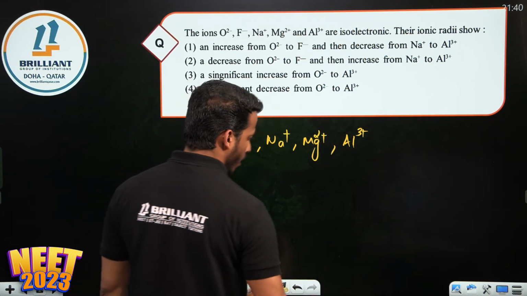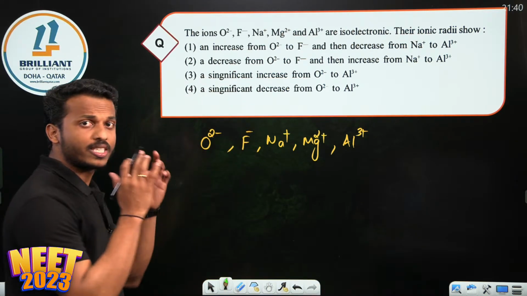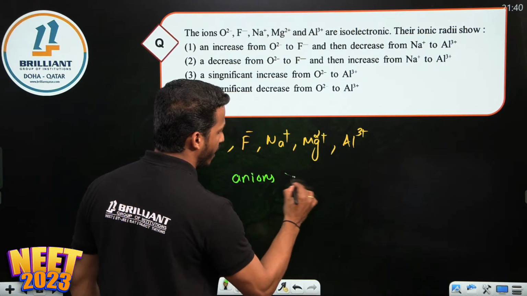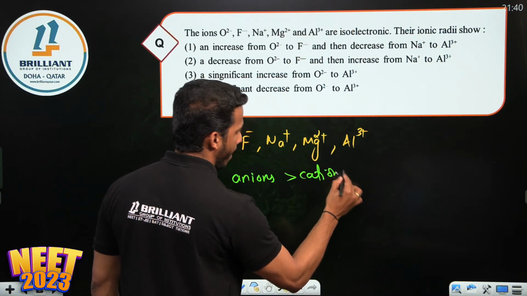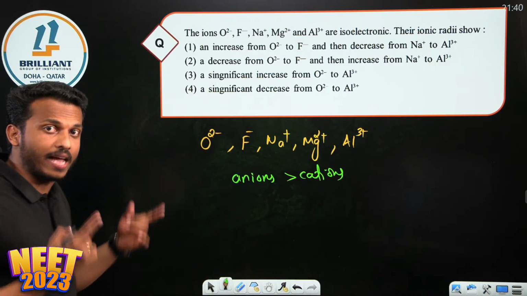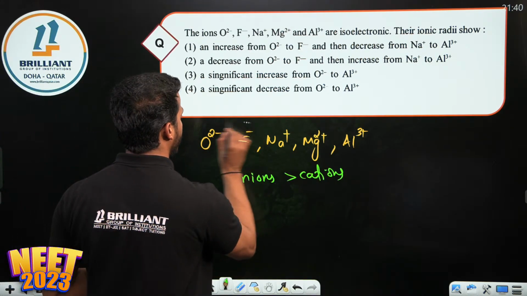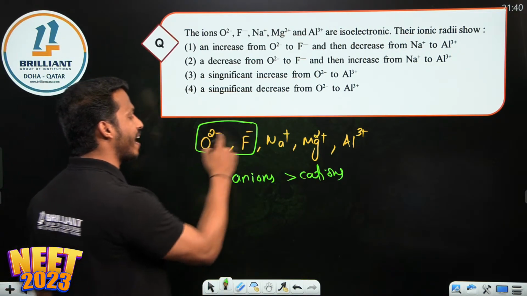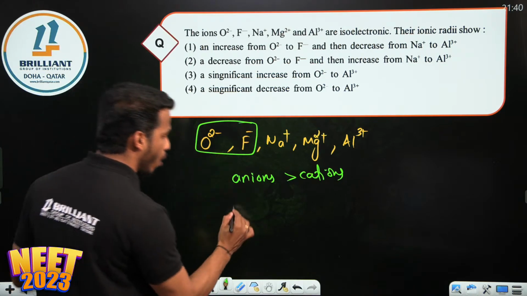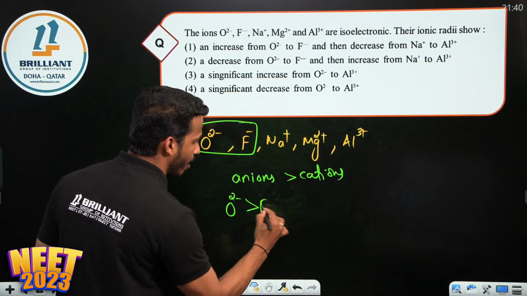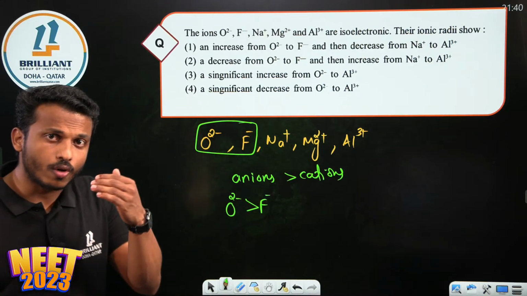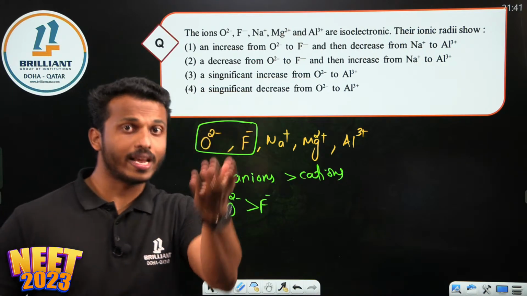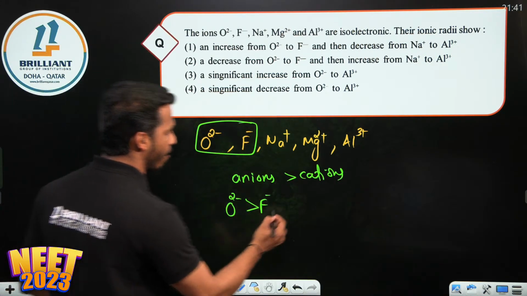Remember all of you, according to the size of the cation and anion, we can say anions are bigger than cations. So these are anions here, they are bigger in size. Among O2 minus and F minus, which is bigger in size, dear all? O2 minus is bigger than F minus, which means among anions, greater the charge, greater the size. So O2 minus is greater than F minus.